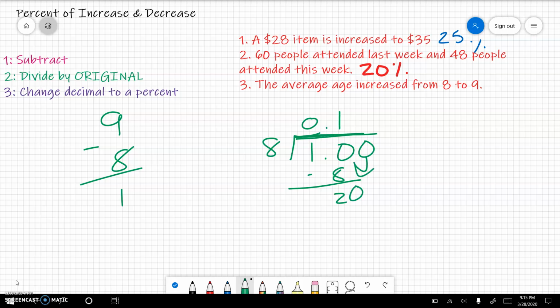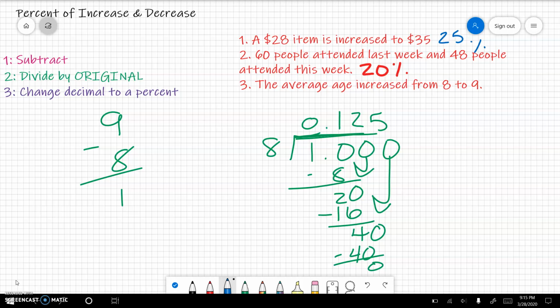Bring it down. 8 goes into 20 2 times. 2 times 8 gives me 16. Subtract and get 4. Bring another 0 down. 8 goes into 40 5 times. 5 times 8 is 40. You subtract and get 0. And you're done dividing. I look at the left. It says step 3, change decimal to a percent. So I'm going to take that decimal, move it over twice to the right, and now I'm left with 12.5%.